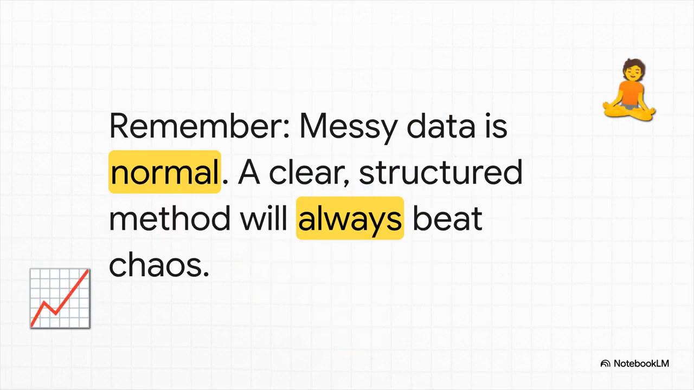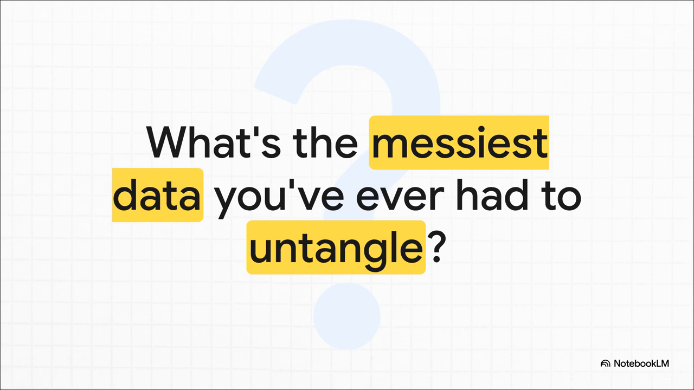So, let's wrap this all up. Combining data from different places is always going to be a challenge. Look, messiness is pretty much the default state of data in the real world. But it's not something you need to be afraid of. If you have a structured method, profile, clean, join, validate, and document, you can turn that chaos into clarity every single time.